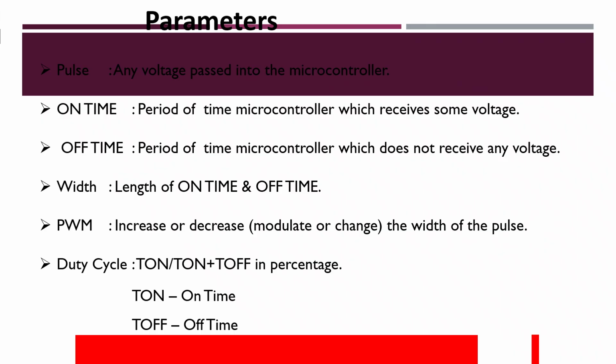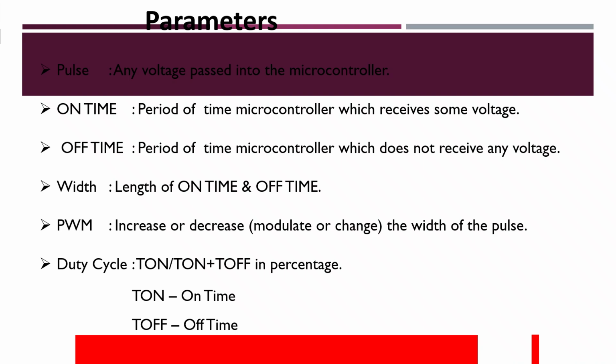So what are the parameters here? The pulse: any voltage passed into the microcontroller is the pulse. On time is the period of time the controller receives some voltage. Off time is the period of time the microcontroller does not receive any voltage. Width is the length of the on time and the off time.